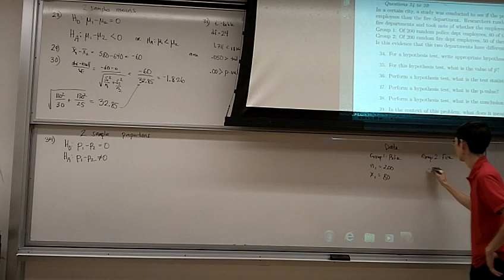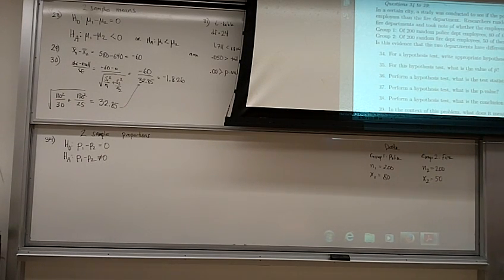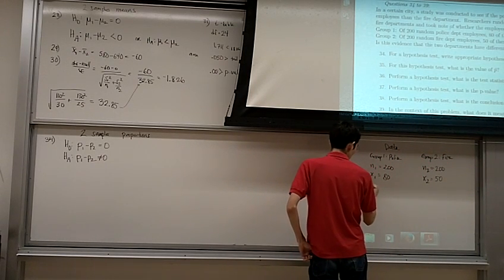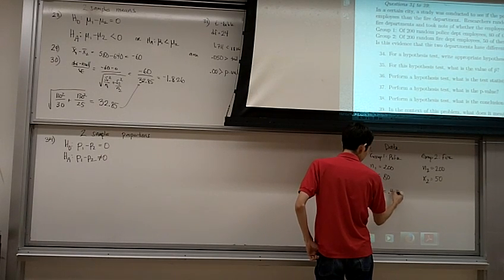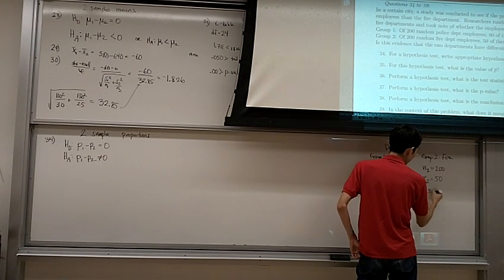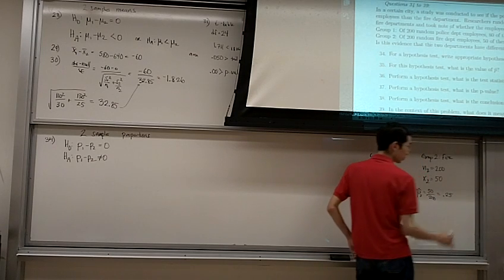This is categorical data, right? Yes, exactly. So N1 is 200 and X1 is 80, N2 is 200 and X2 is 50. My proportions: P1 hat is 80 divided by 200, which is 40%. P2 hat is 50 divided by 200, which is 0.25.